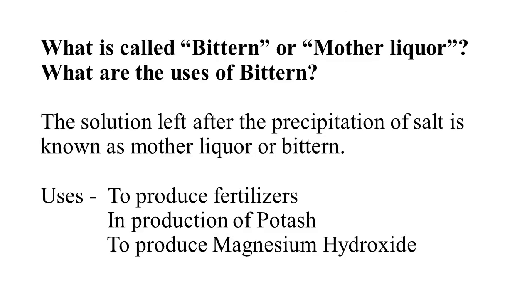What is called the bittern or mother liquor? Mother liquor is the solution that is left after the precipitation of salt. This mother liquor is very rich in lots of different kinds of ions, so we can get lots of benefits from it. The production of fertilizers, magnesium hydroxide and potash are some of the important uses that you can get from the mother liquor or the bittern.